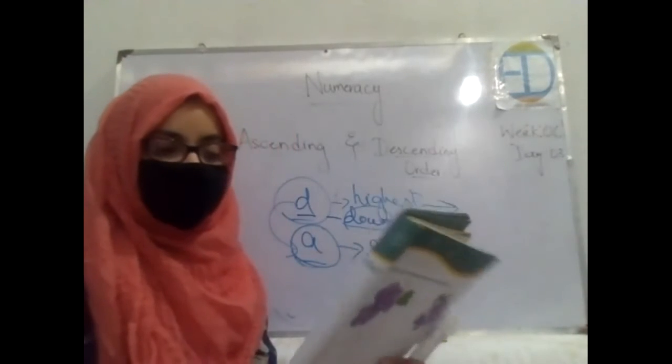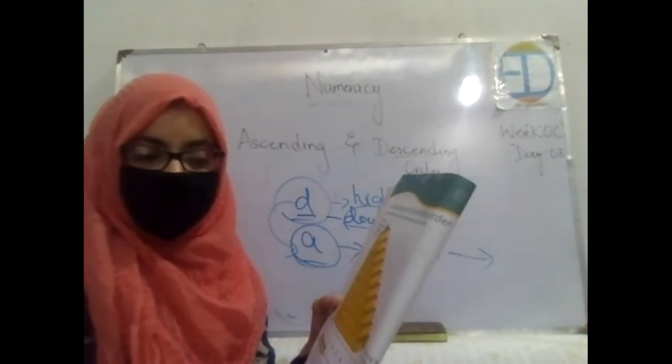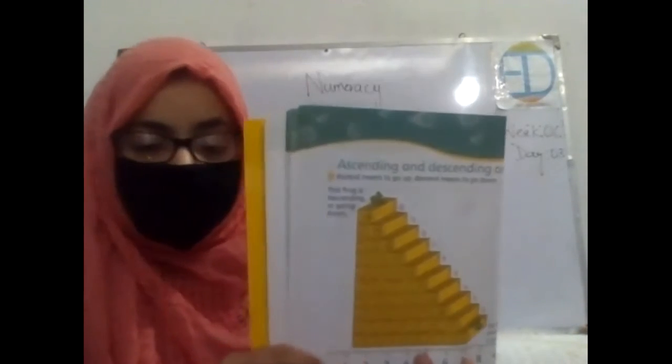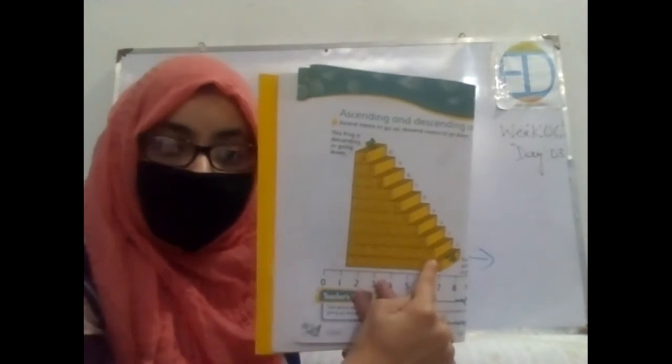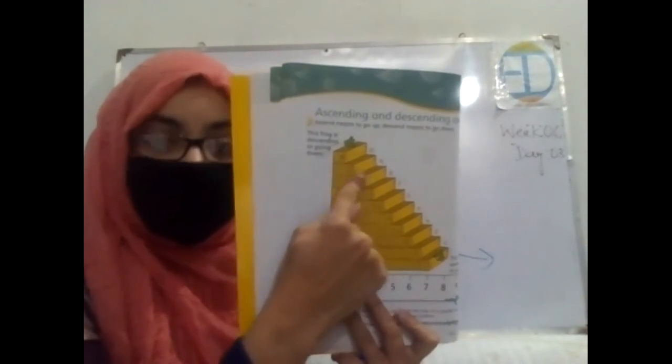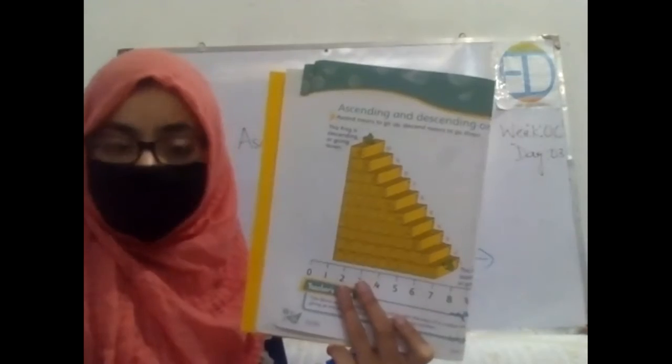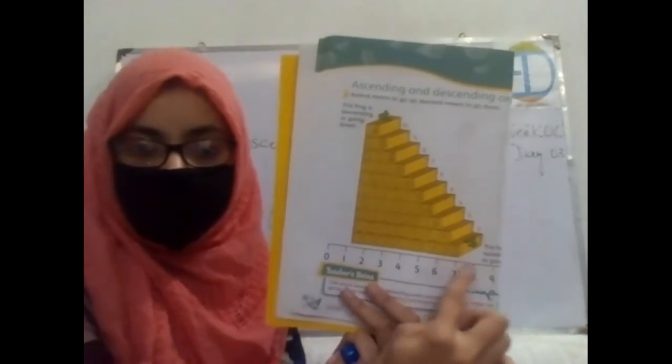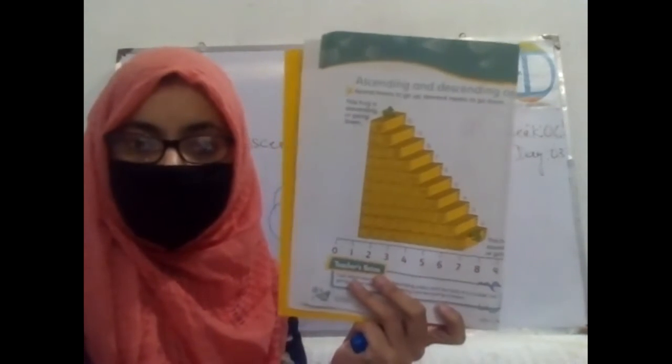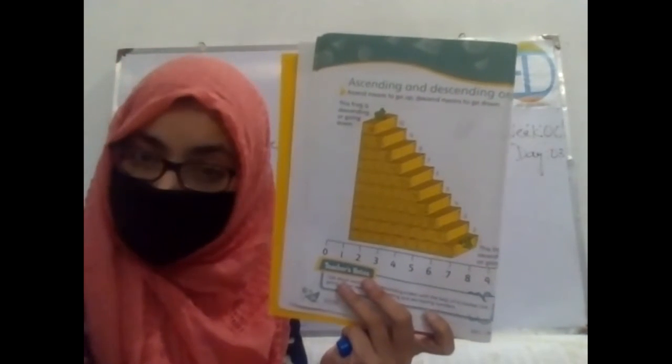So what does it say? This frog is descending or going down, and this frog is ascending or going up. You have seen that in the same picture. This is a small activity in which there is a frog going down, so it is descending, and this one is going up, so it is ascending. The stairs. And beside that, what is this at the bottom of the page? This is a number line.